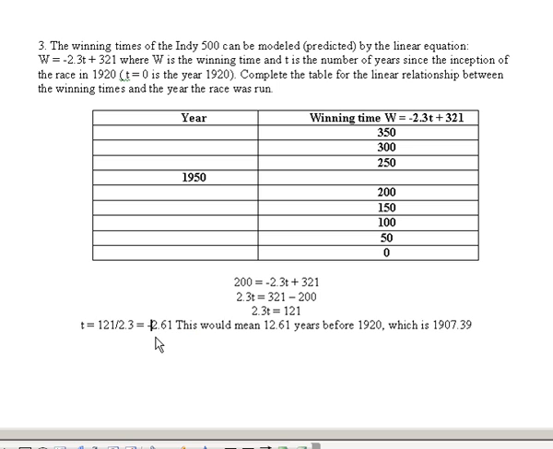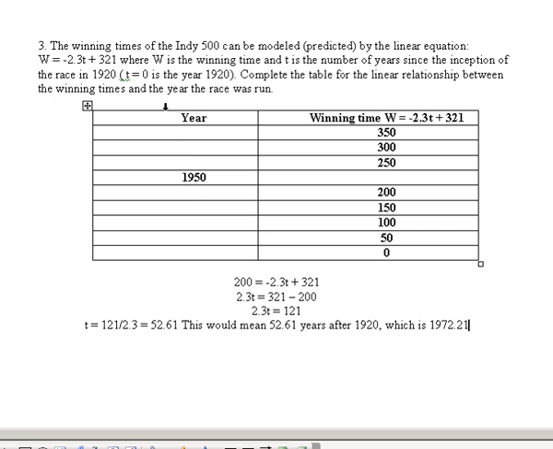So let me put that here. 52.61, that's rounded to the nearest hundredth. So that means 52.61 years after 1920, because it's a positive answer here, the winning time would be approximately 200 minutes. And that's by using this model. So 52.61 years after 1920 would be the year 1972.21.